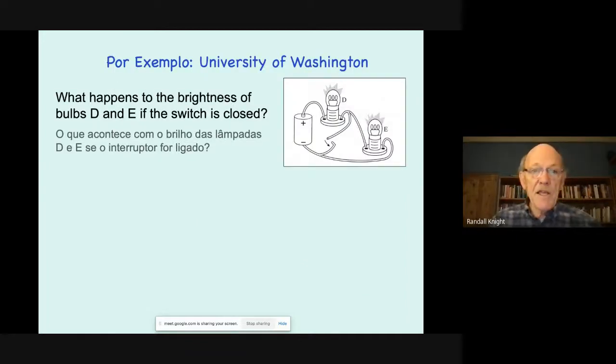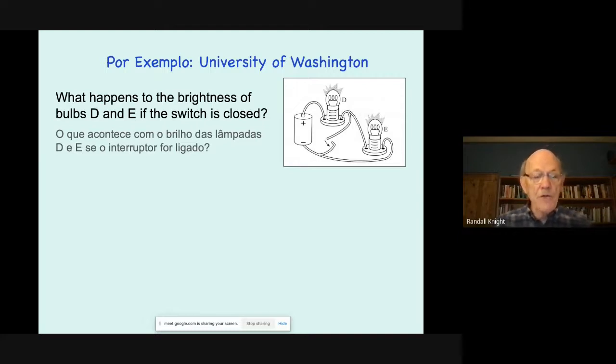This is not limited to mechanics. Here's an example from electricity from the University of Washington. Again, a calculus-based course for scientists and engineers. They're being asked a circuit question.